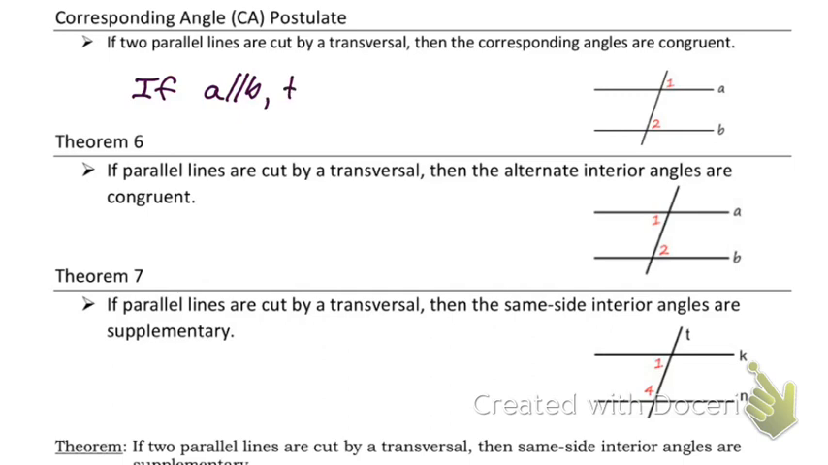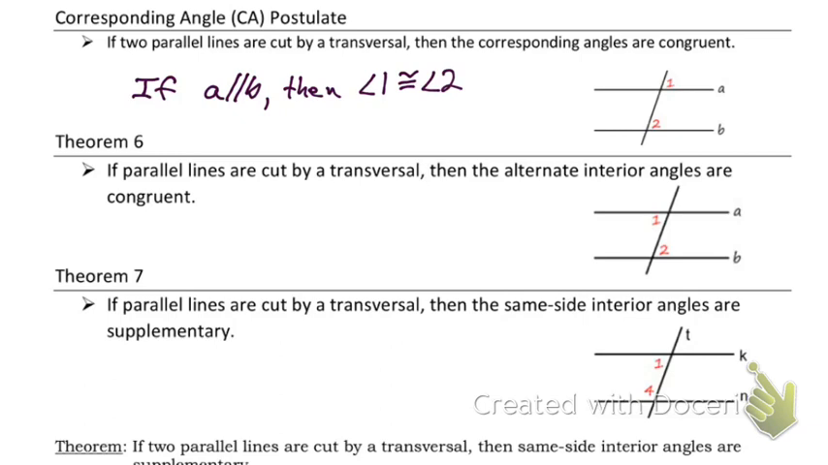If they are parallel, then angle 1 and angle 2, I'll just put the congruency symbol. Angle 1 is congruent to angle 2. That is if they're parallel.